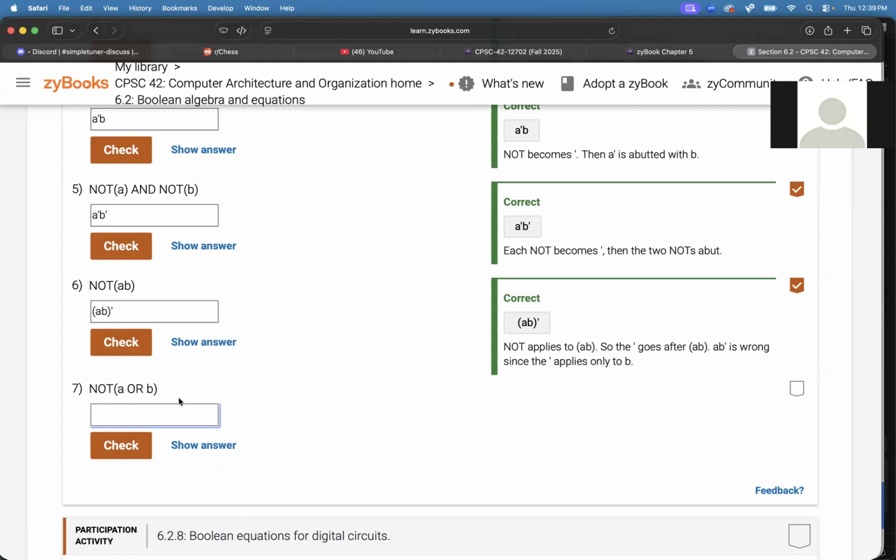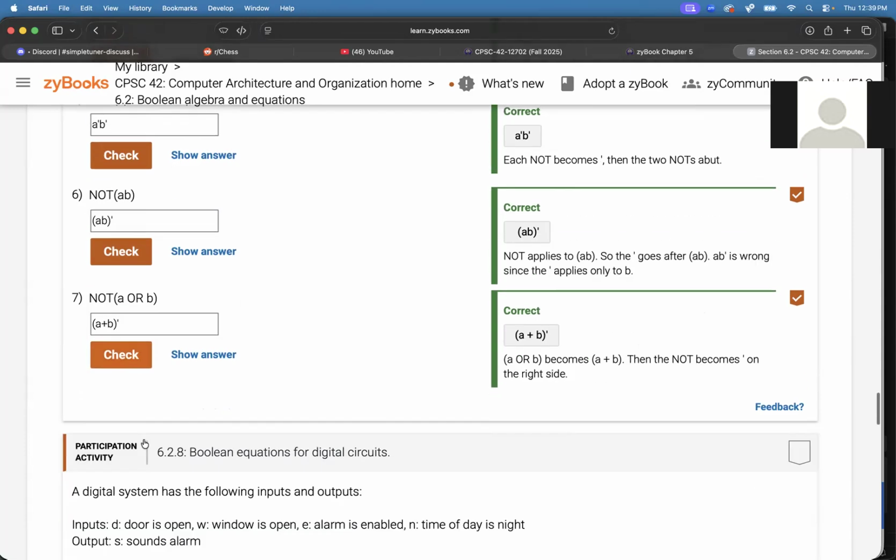All right, not A or B. A plus B is A or B, and then not on the outside. Cool.